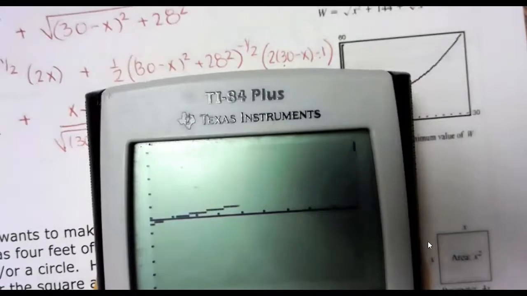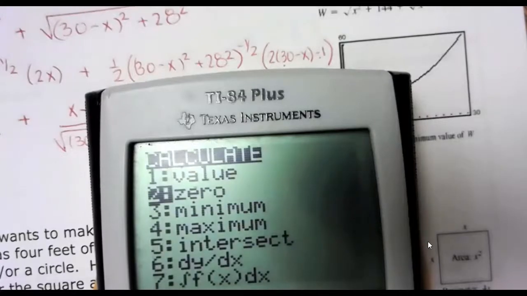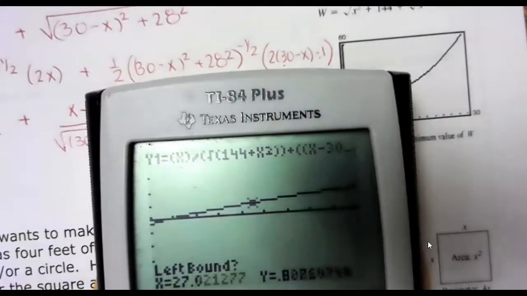There you go. So I zoomed in just a little bit more where I could see what was happening. Like I said, it's better to pull out, see the bigger picture, and then sort of zoom into what you can see. So we'll go to second trace, go to 0. We're going to move my little cursor to the left or to the right.